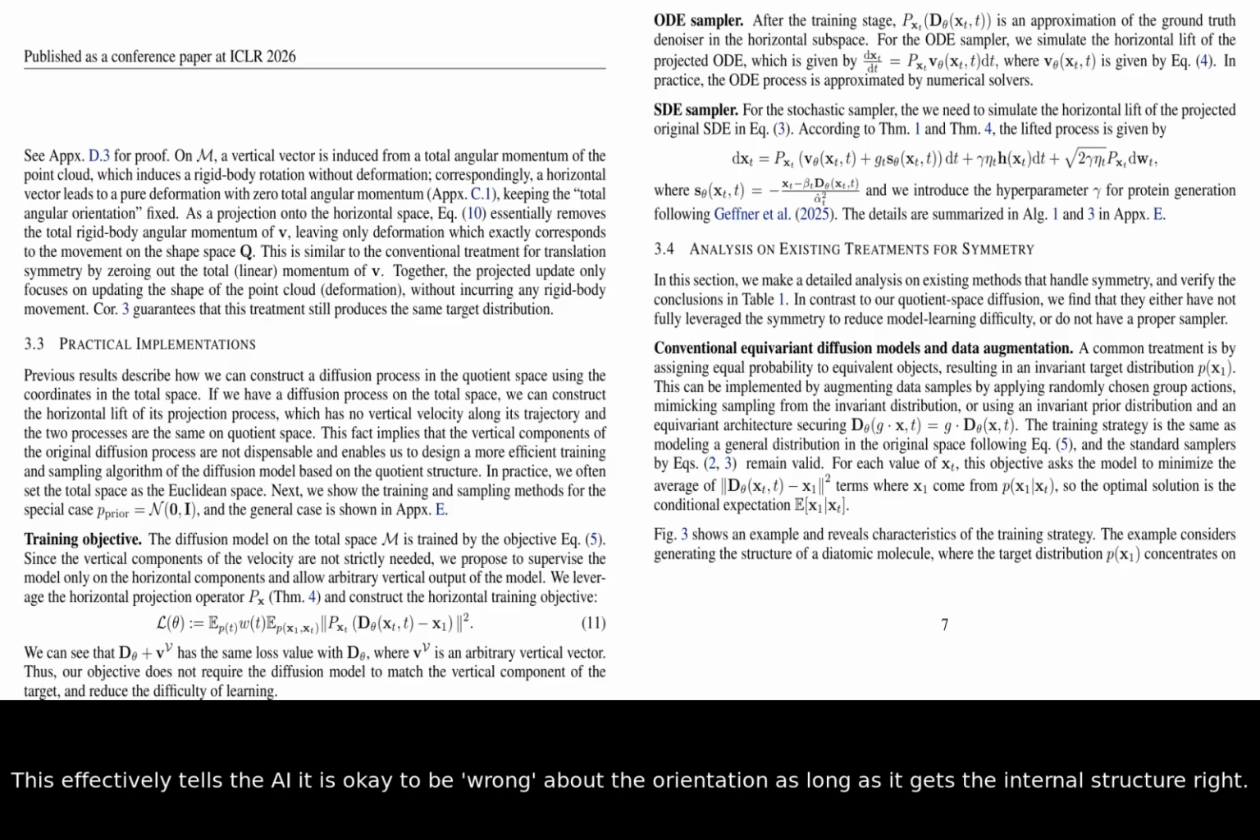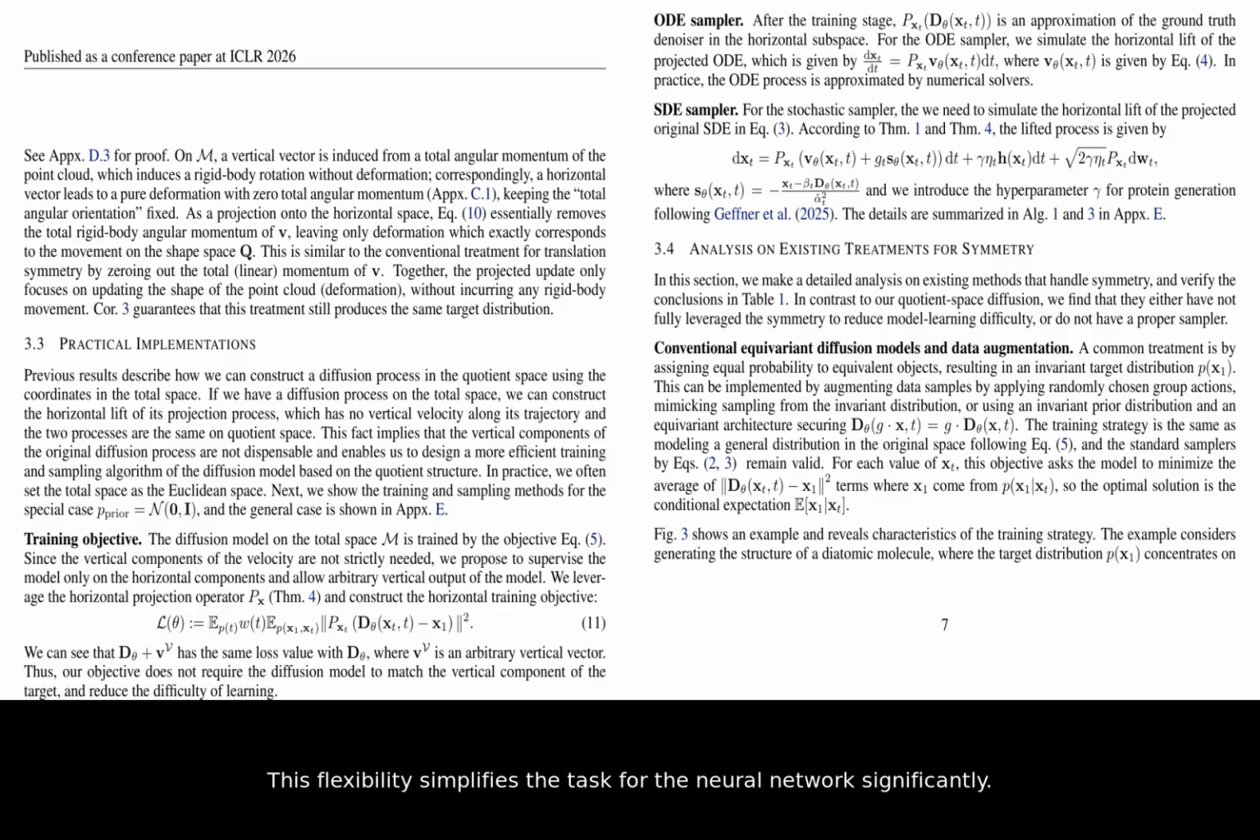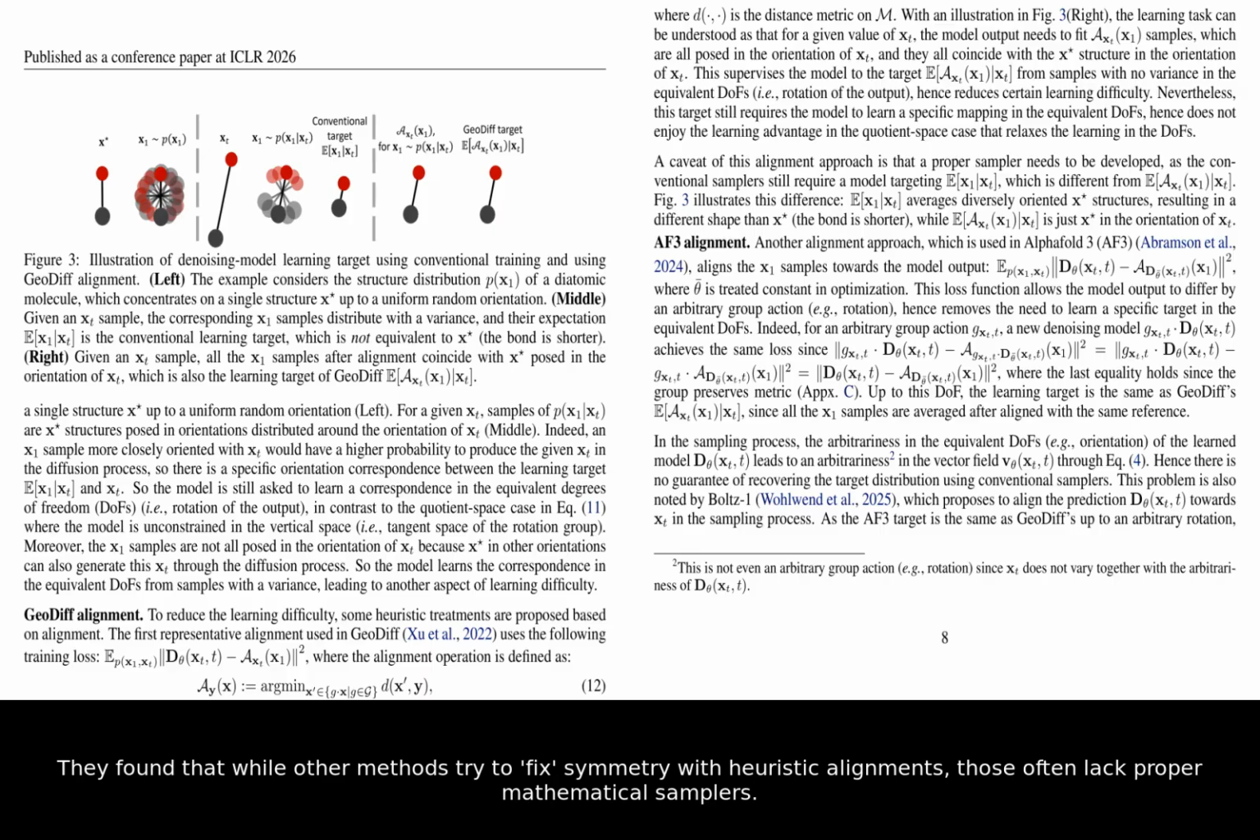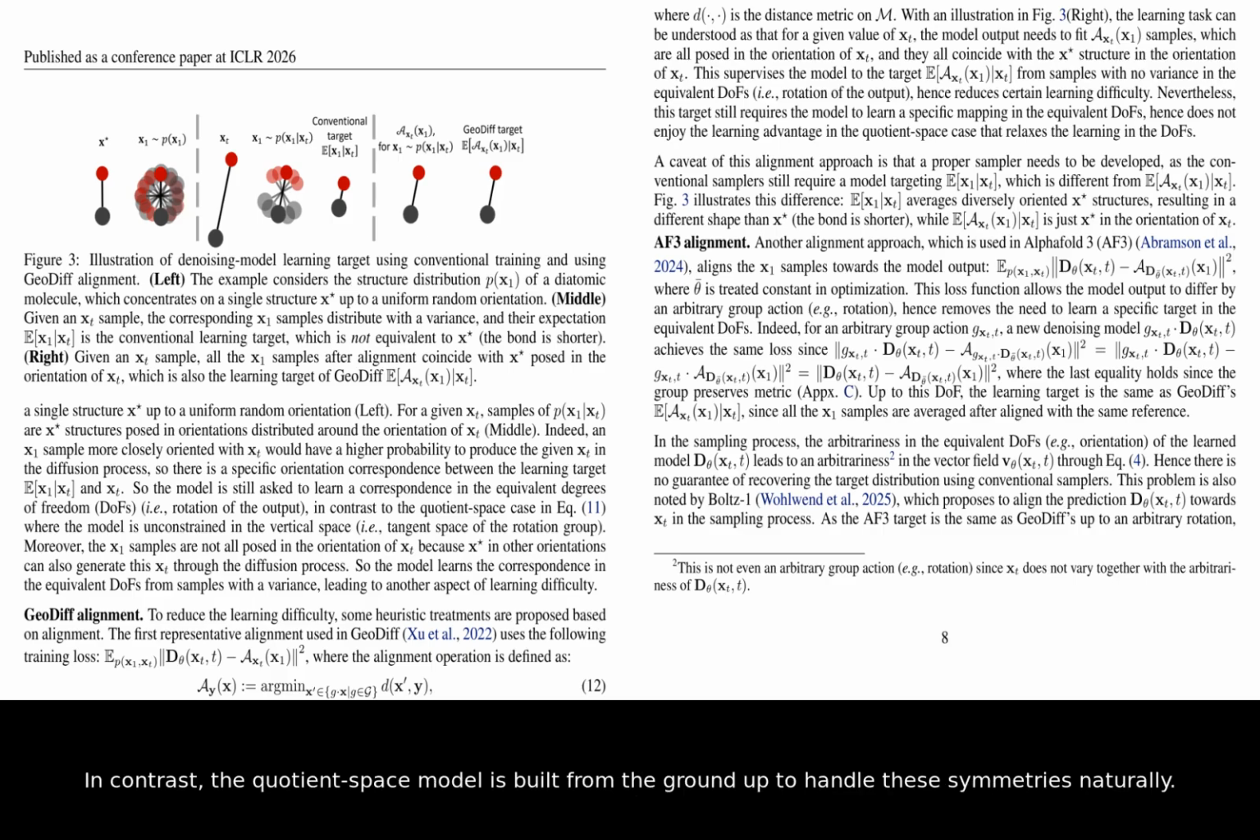This effectively tells the AI it is okay to be wrong about the orientation as long as it gets the internal structure right. This flexibility simplifies the task for the neural network significantly. The researchers compared their approach to existing methods like GeoDiff and AlphaFold 3 alignment strategies. They found that while other methods try to fix symmetry with heuristic alignments, those often lack proper mathematical samplers. In contrast, the quotient space model is built from the ground up to handle these symmetries naturally.